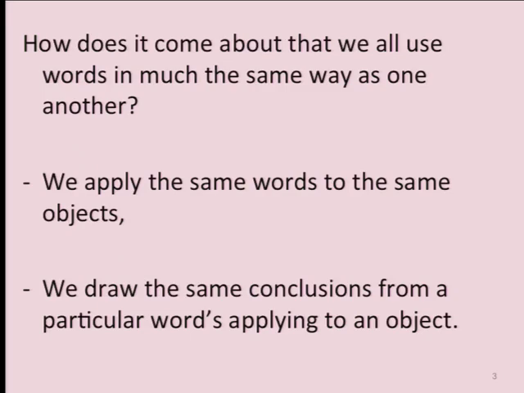How does it come about that we all use words in much the same way as one another? Well, Wittgenstein's answer is, in practice, we all do apply the same words to the same objects, and we all do draw the same conclusions from a particular word applying to an object, right? There's just sameness in what we do in particular cases. That's all that underpins our all using words in the same way as one another.